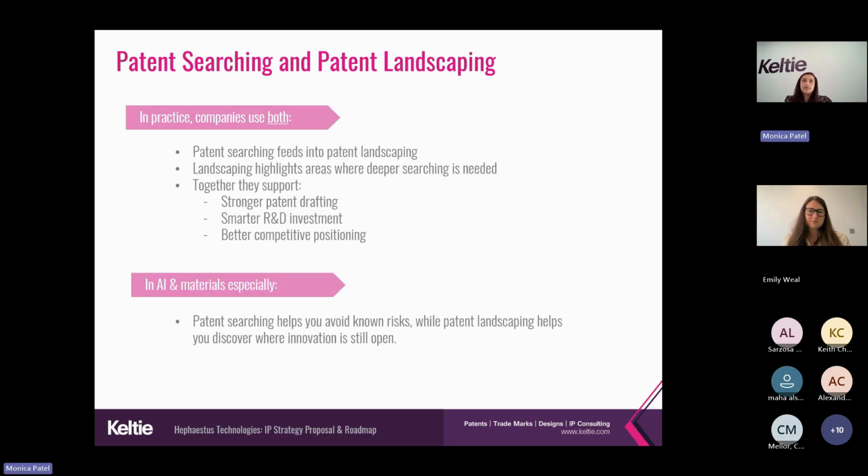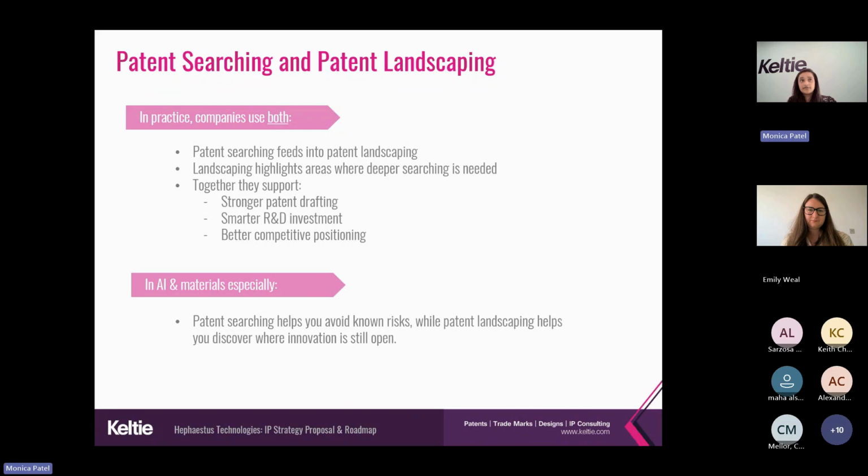In practice, companies usually use both, and one might guide the other. So patent searching could potentially come first and then feed into patent landscaping, and then landscaping could highlight where deeper patent searching might be needed. The reason these techniques are useful is because together they can help to guide patent drafting, to guide R&D strategy and IP strategy, and also position yourself better in view of your competitors and competitor activity.